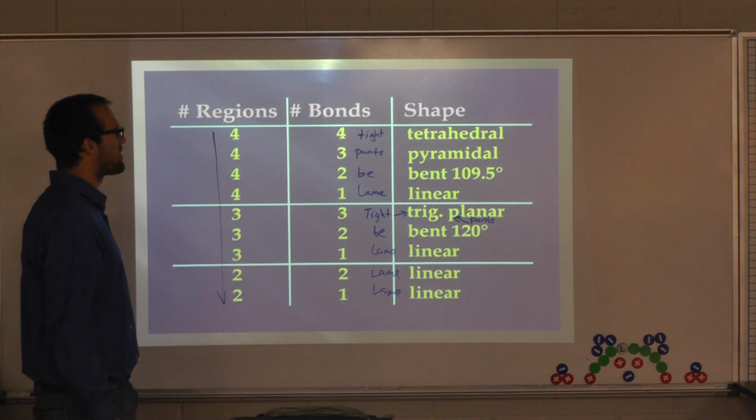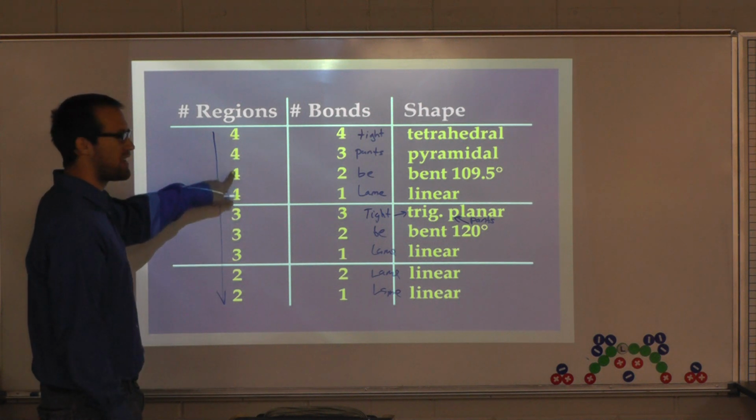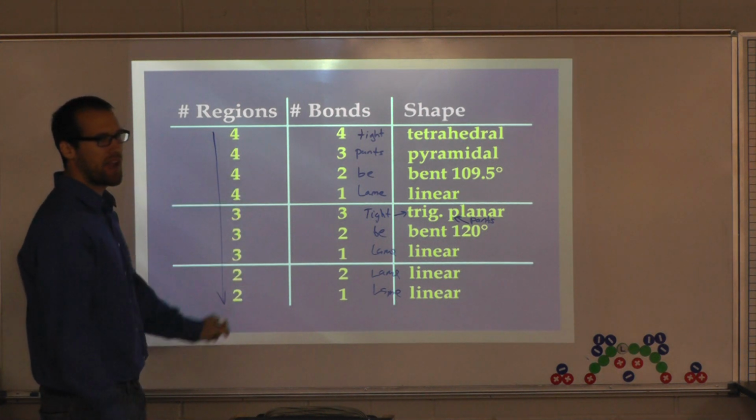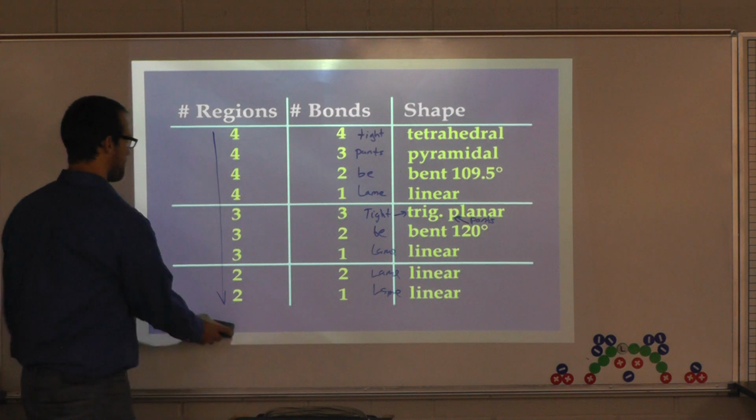So in order to figure out the shape, you have to be able to identify how many regions it has, and then how many of those regions are bonded. So let's do it.